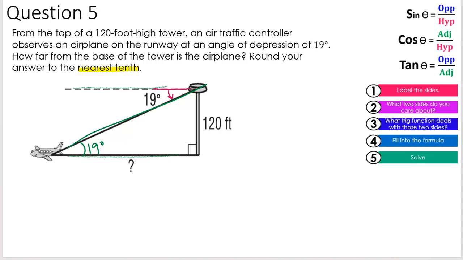We got to label our sides, right? That's our first step. Here's our hypotenuse, the side that is away from our angle. That's going to be our opposite. And then the side right next to it is our adjacent. We got our sides labeled.